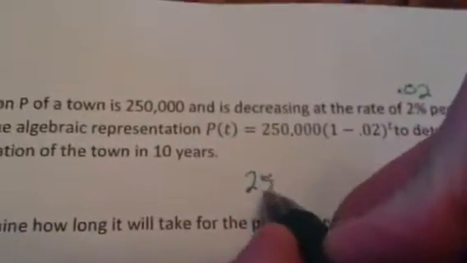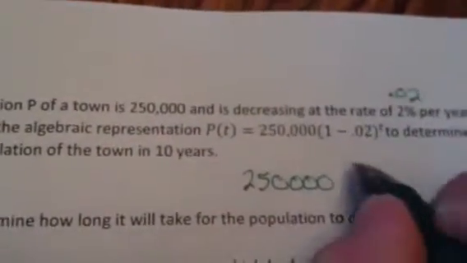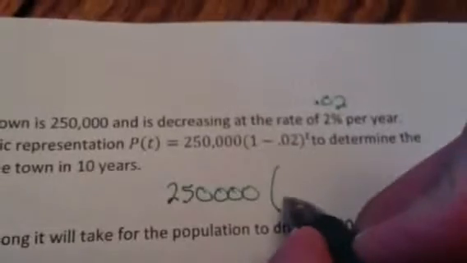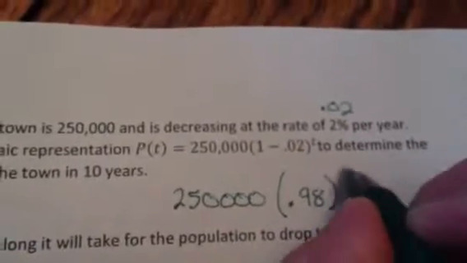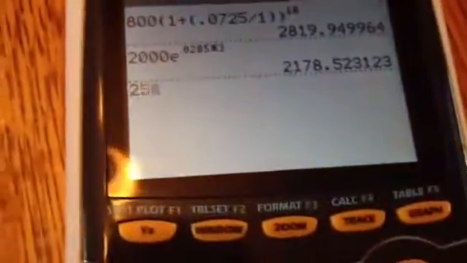So again, write down whatever you're going to be typing in. I'm going to go ahead and change that into 0.98. Just do the subtraction there and put 10 in. So go back to your calculator. Make sure you get all your zeros.